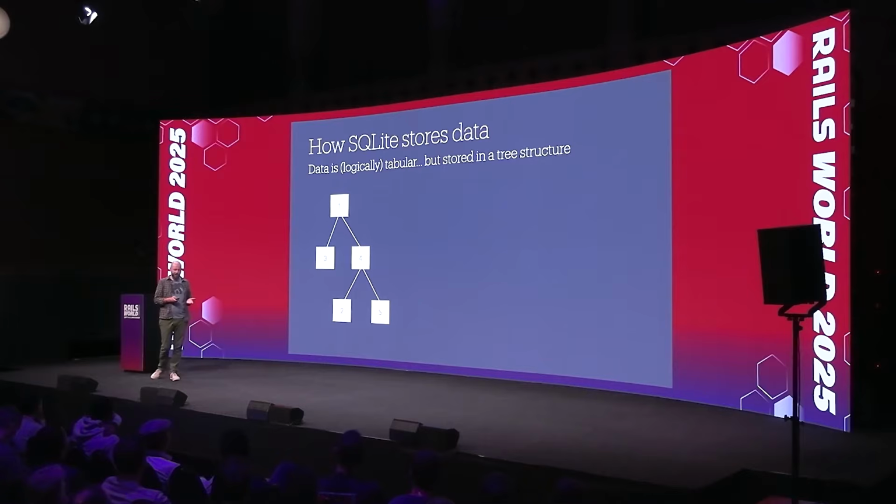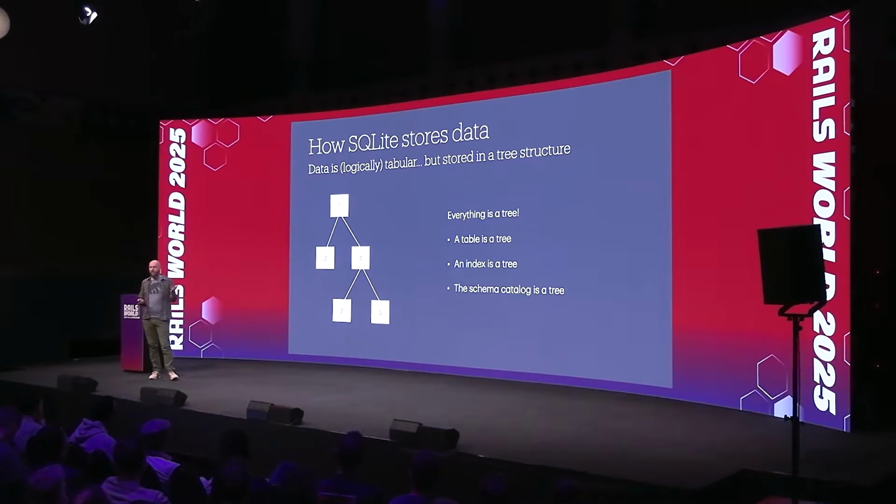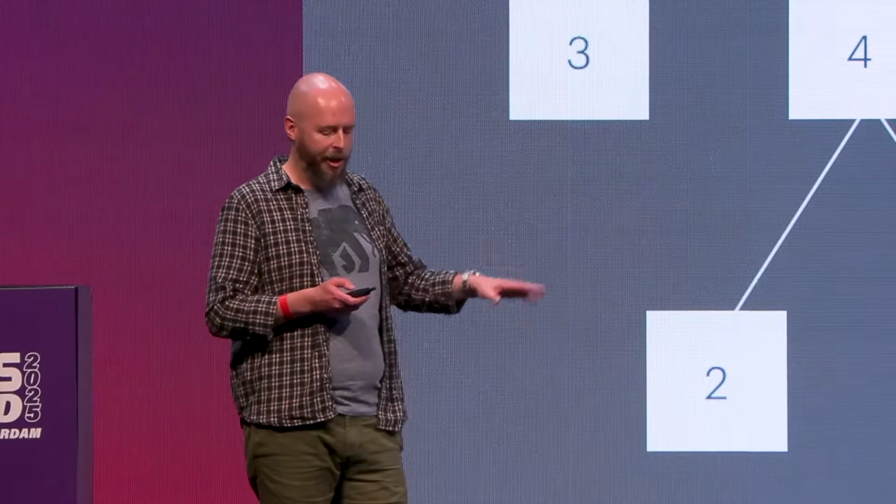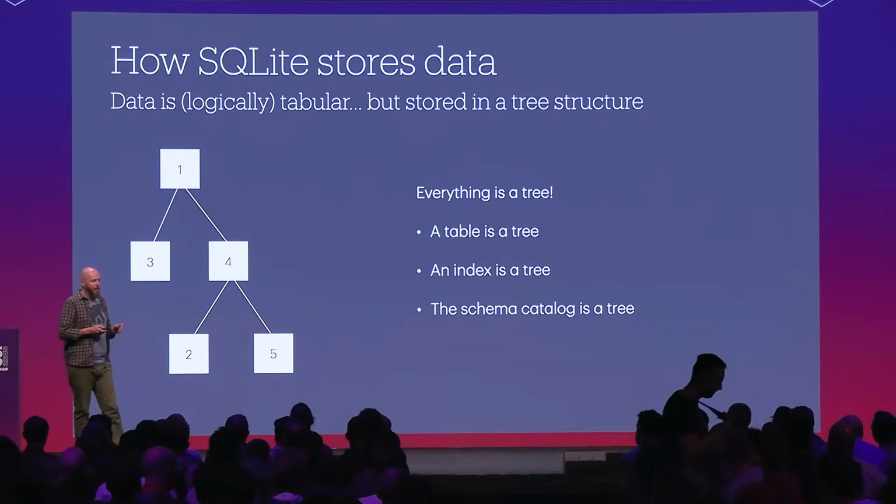So SQLite does this. In SQLite, everything is a tree. So a table is a tree, an index is a tree, because an index is really just a table that has pointers for values. The schema catalog, which is the main list of all of the tables, indexes, and other objects in your database, that's also a tree. So this is how SQLite organizes its data.